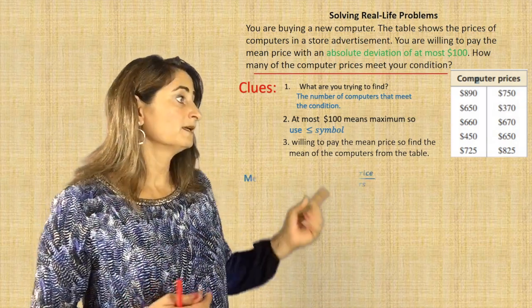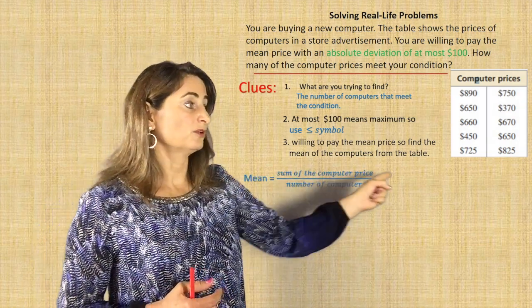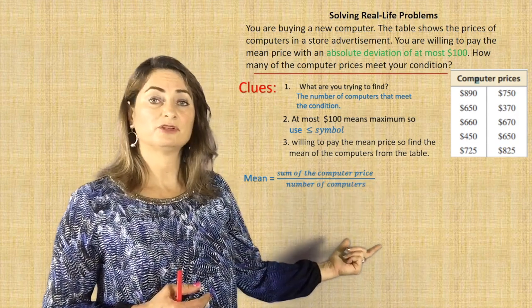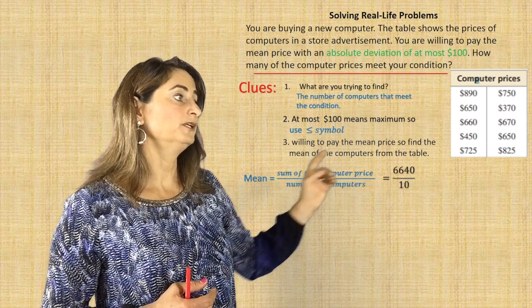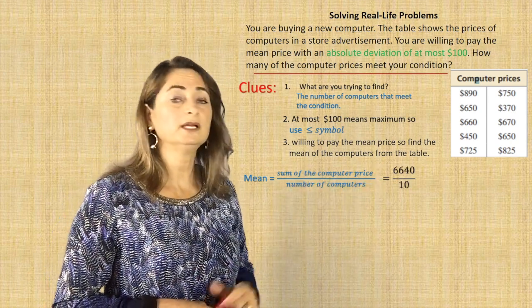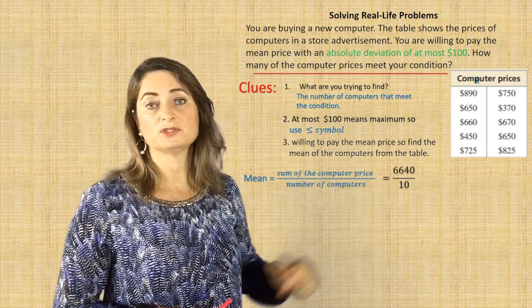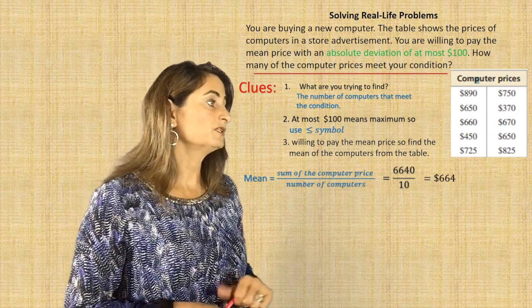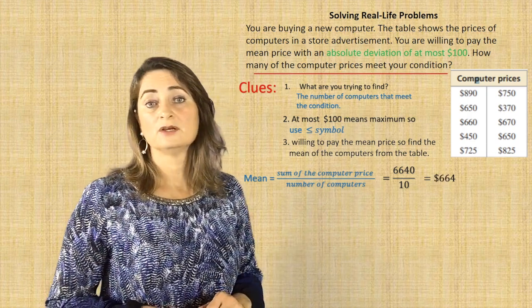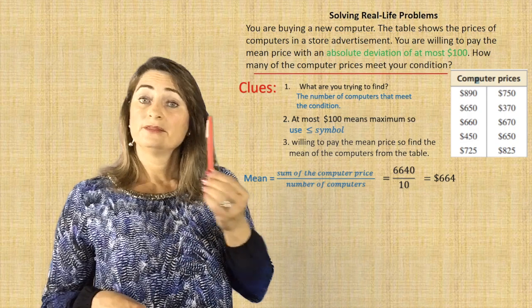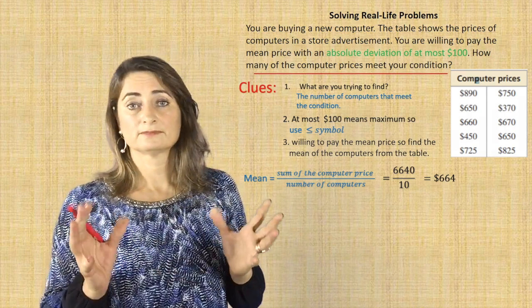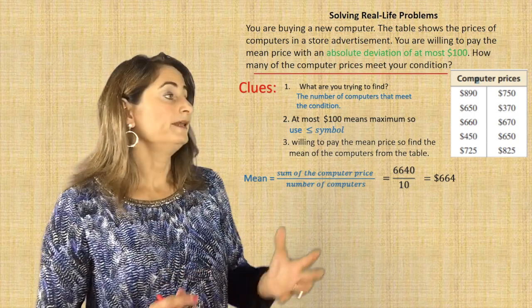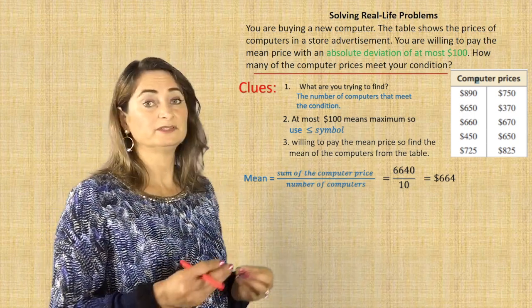So to start, mean equals the sum of the computer prices divided by the number of computers you have. Look at your table, add all these numbers up, and you will get 6,640 divided by the number of computers, which is 10. And that gives you $664, which means the mean price for the computer is $664. Now think about the absolute deviation.